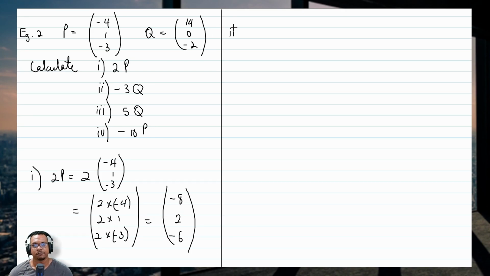Real simple stuff. But as I say, we start basic and work our way up, so make sure you cover everything for the exam. So negative 3 times Q. That'll be negative 3 times the matrix Q, which is 14, 0, and negative 2. I've got to bring up my calculator and put it on.